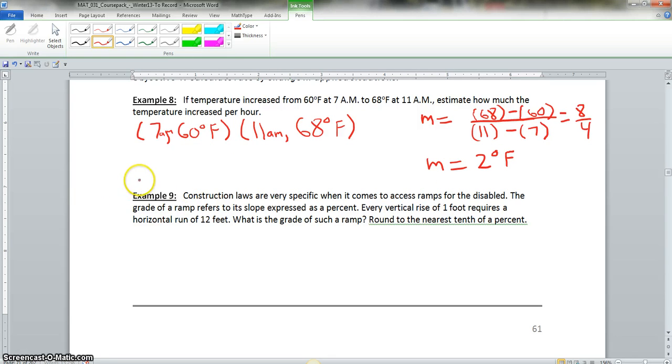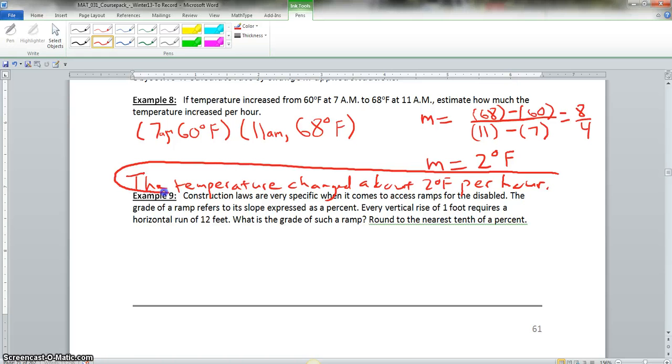Now you can write this down. The temperature changed about 2 degrees Fahrenheit per hour. Temperature change about 2 degrees Fahrenheit per hour.